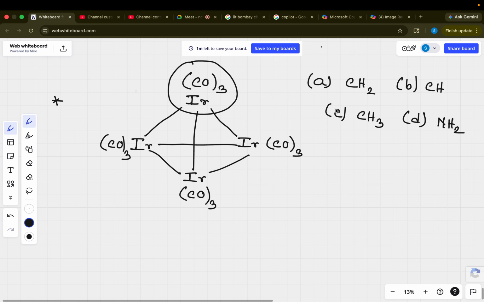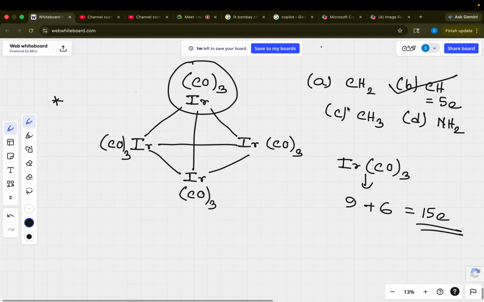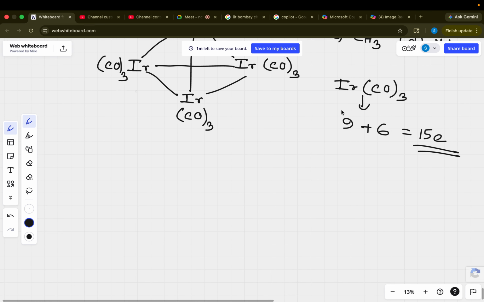So basically, if you see here, you have iridium and CO whole 3. So iridium is cobalt, rhodium, iridium, right? So 9 electrons from here, and from 3 carbonyls you are getting 6 electrons. Altogether you are getting 15 electrons, and if you add carbon hydrogens, you are getting 5 electrons from here. So these are isolobal to each other.